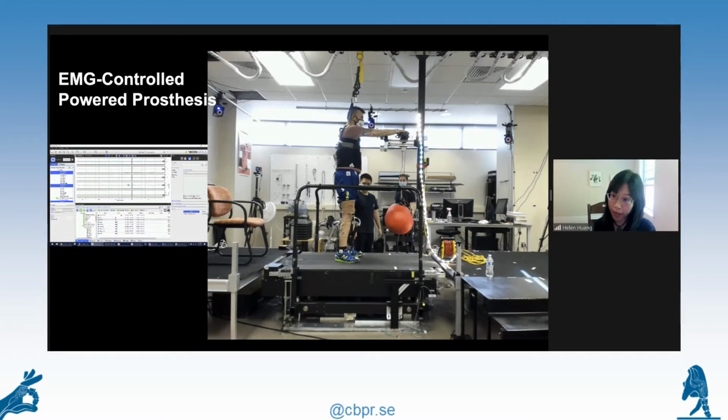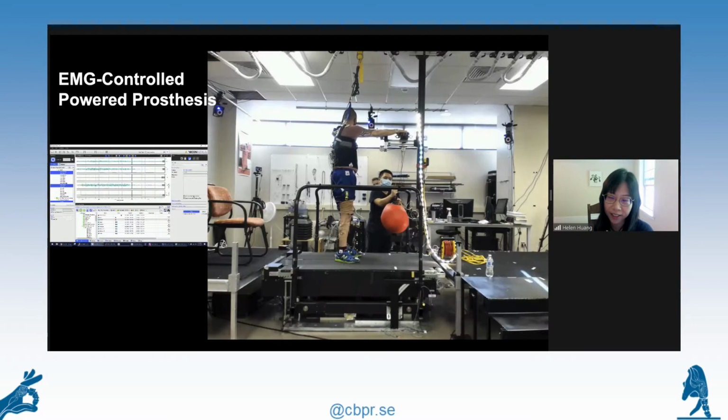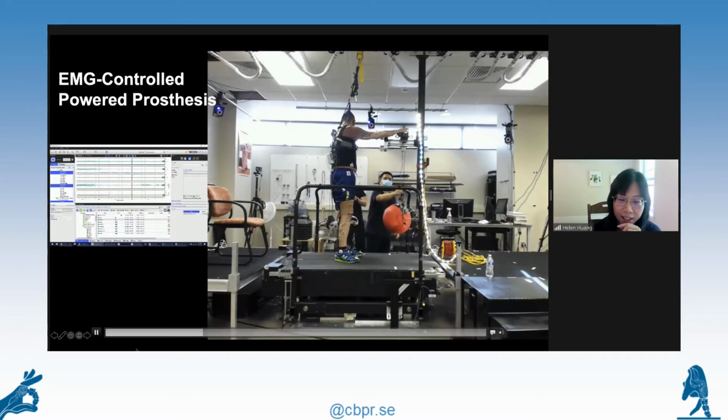It's the same magnitude of perturbation for this person. I want you to pay attention: right after the lights go off, you can hear the sound of the pneumatic muscle, which is anticipatory. He actually started to use it right after the lights went off. And also pay attention to the ankle movement as well.